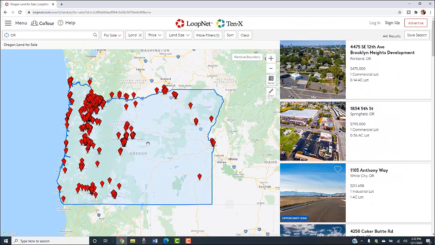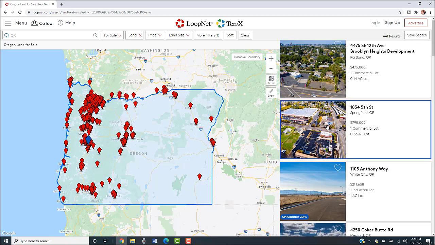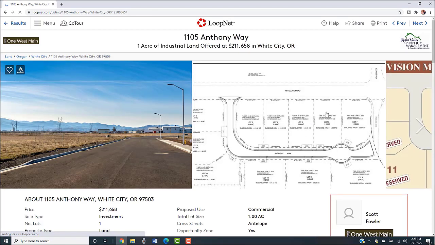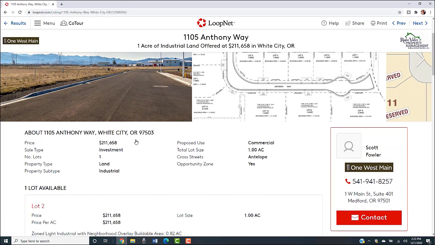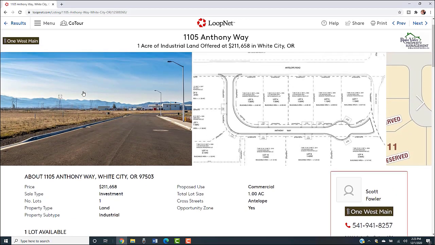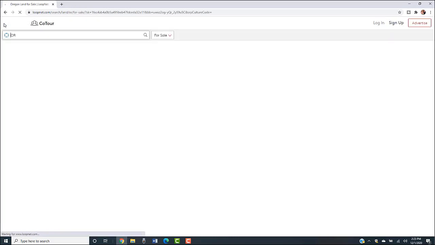Check it out. Okay, so Jesse back with you here again, and we're on Loopnet. I'm looking around in Oregon for properties just to show you an example of what commercial properties are, and we're looking at just land today. So just take a look at some of these. Here's one in White City, Oregon. I go in there, and as you can see, here's the lot over here, and look at the price. That's the price for this lot. It's only 1 acre, but it's priced at $211,000. That's just one. So let's look at a few others here.